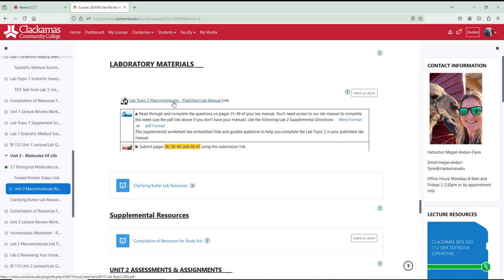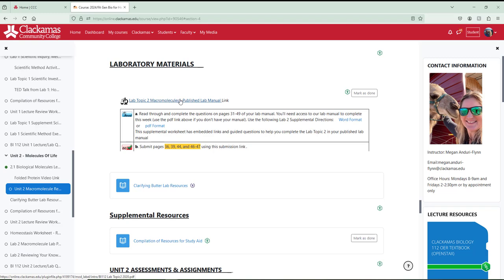So do make sure that you have purchased the lab manual from the bookstore. If you haven't gone to the bookstore in person, then I suggest you do so this week so that you can just grab it off the shelves and pay for it in person, and then that way you don't have to wait for it to be shipped.